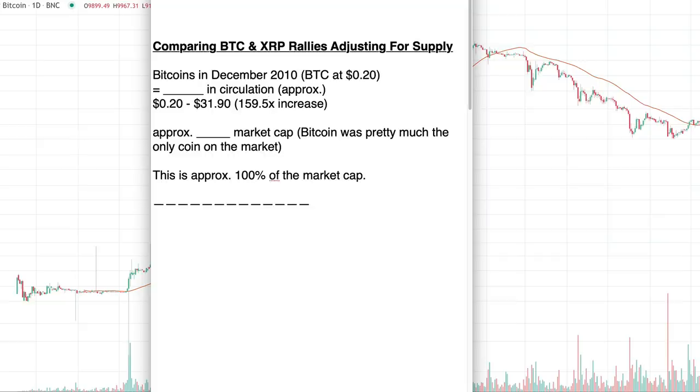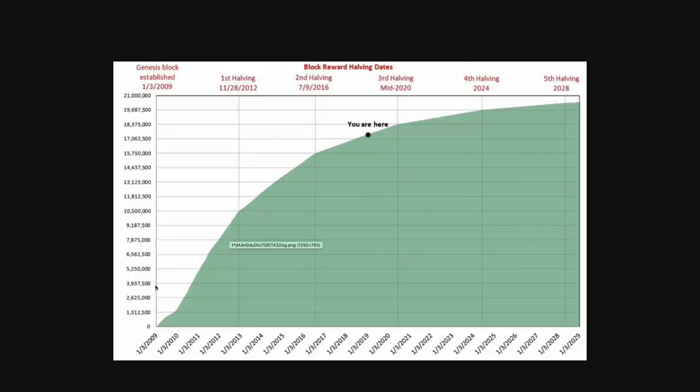Okay, these numbers are going to be important later on because I'm going to adjust, as I mentioned, for circulating supply. What we have to understand, though, about 2010 and how it's different from 2020 is that there were a lot less Bitcoin in circulation at that time. So I had to do some research and I couldn't actually find the number of Bitcoin in circulation in December 2010, although there were some charts to that effect.